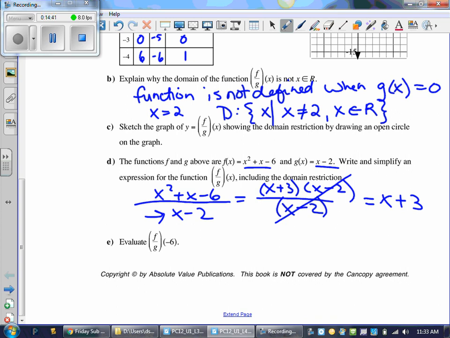Right now it says evaluate f divided by g of -6. So pretty simple. You can just take your -6 and plug it in to our function that we have there. So we're going to say, okay, this is equal to -6 plus 3, which is equal to negative 3. So pretty simple to evaluate once you've done the division and the simplification. All right, turn the page.